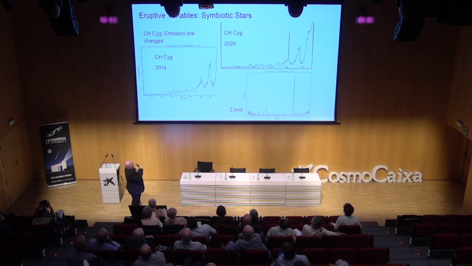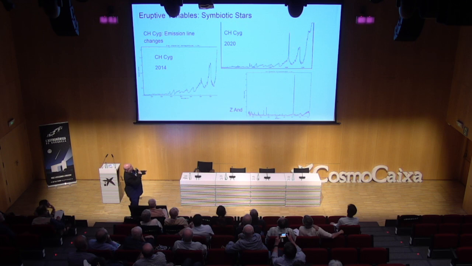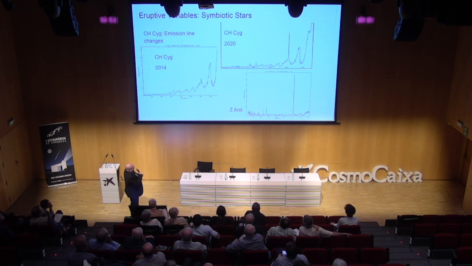There are famous symbiotic stars like CH Cygni, which shows changes across a year. This is another famous symbiotic, Z Andromedae. Right now it is in a low state, which predominates in emission lines.